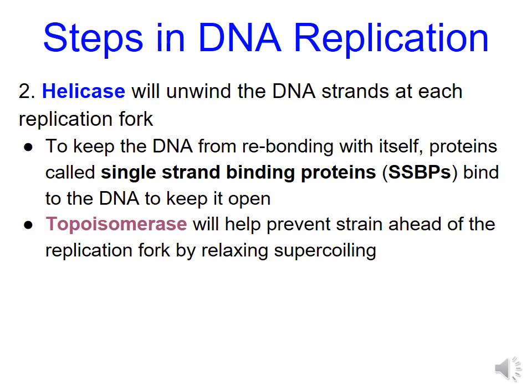Topoisomerase, sorry, sometimes I got to work on my tongue twisters, will help prevent strain ahead of the replication fork by relaxing the supercoiling. So if you think about it, if we have something all coiled up and you start pulling it apart from one end, it kind of tightens up the coil behind it normally. So we use this special enzyme to relax that coil so it's not getting tighter and tighter and tighter so it doesn't break. Because the idea is if it got strained too much, it might cause it to break.